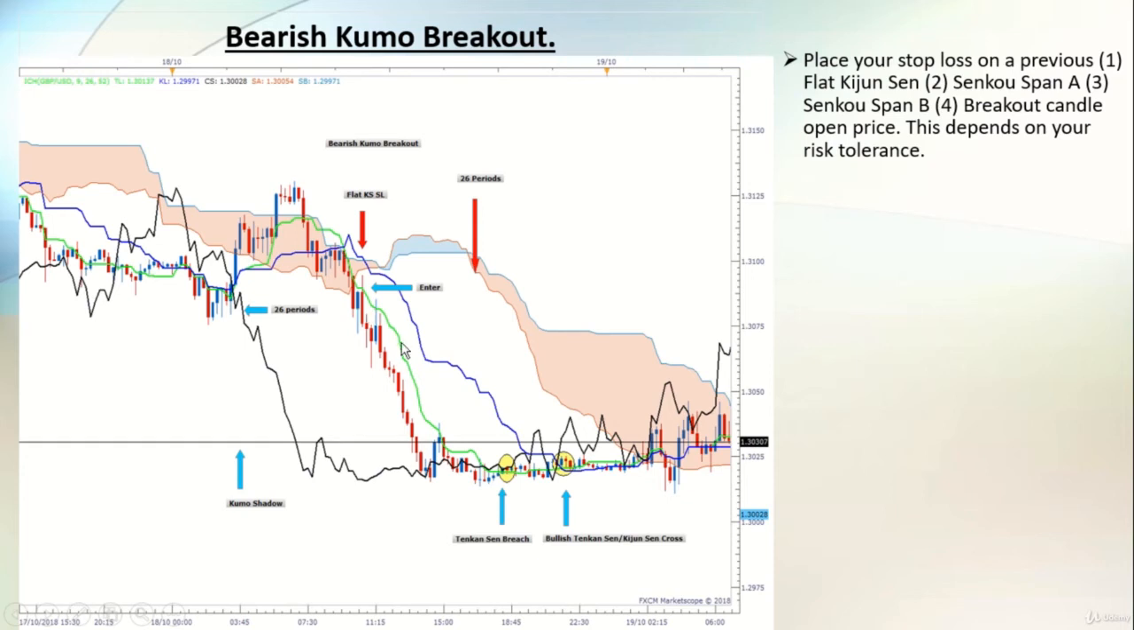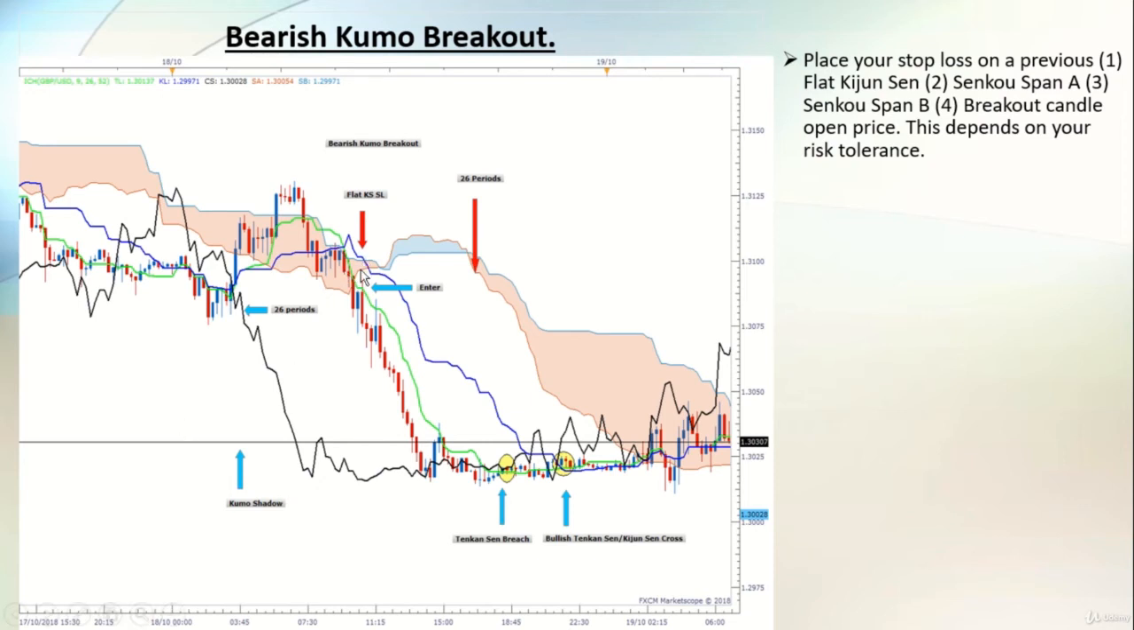Now, where do we place our stop loss? Well, there are 4 places where you can place your stop loss. The first is a flat Kijun-sen. So if we were to take a trade over here, we could place our stop loss right over here, flat Kijun-sen. The second place where you can place your stop loss is Senkou span A, and the third is Senkou span B, and the fourth is the breakout candle open price.